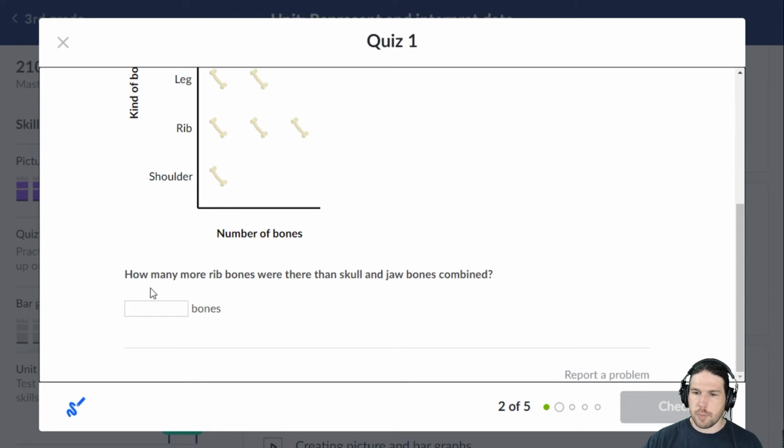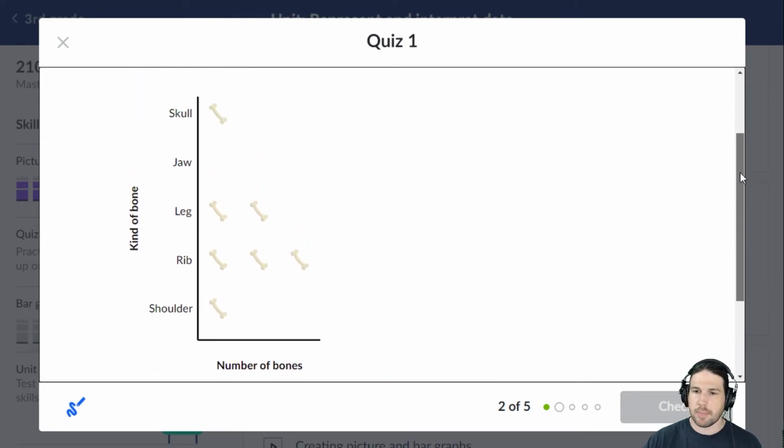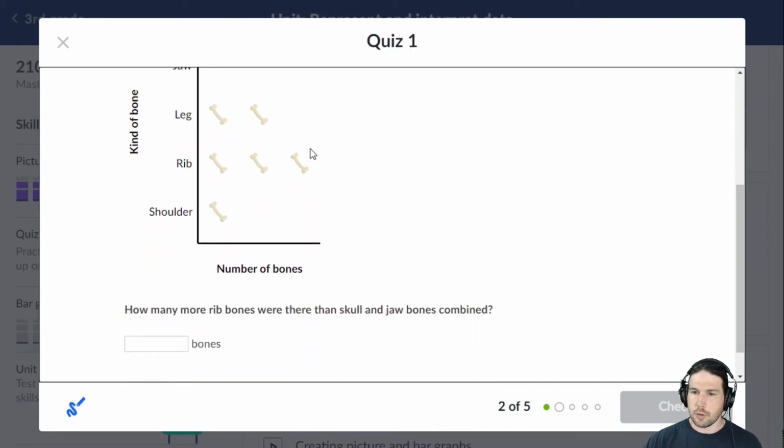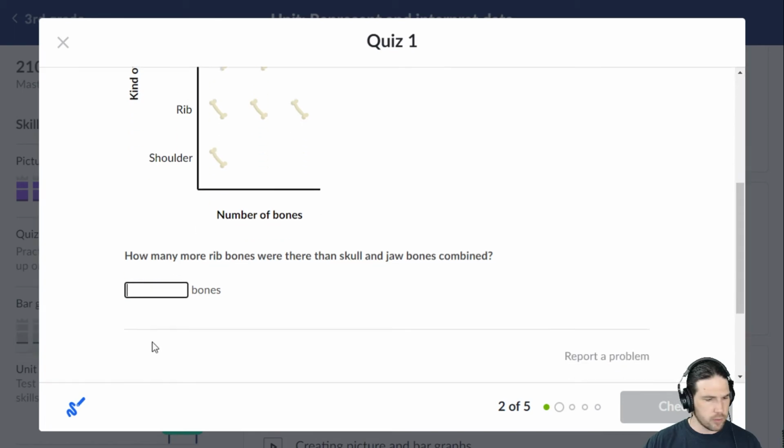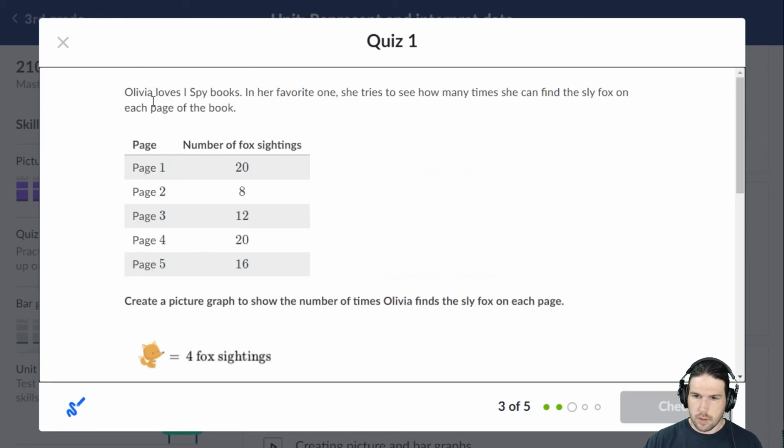Each one of those is 2 bones. How many more rib bones than skull and jaw combined? Well, skull and jaw combined is only 2. So 4 more rib bones. I spy books.